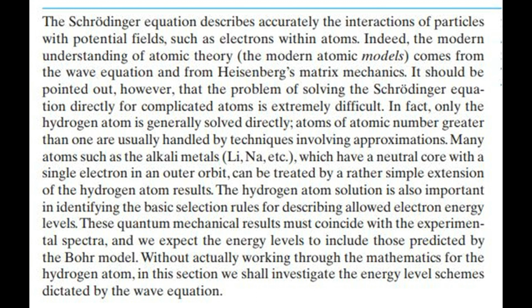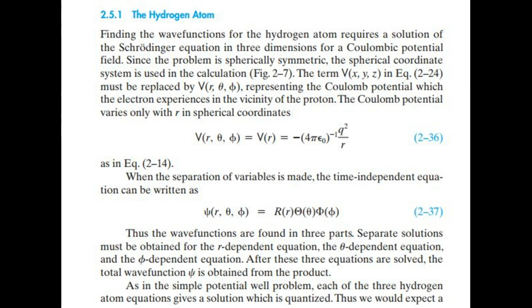The hydrogen atom. Finding the wave functions for the hydrogen atom requires a solution of the Schrödinger equation in 3 dimensions for a Coulombic potential field. Since the problem is spherically symmetric, the spherical coordinate system is used in the calculation, Fig 2.7. The term V(x, y, z) in EQ 224 must be replaced by V(r, θ, φ), representing the Coulomb potential which the electron experiences in the vicinity of the proton. The Coulomb potential varies only with r in spherical coordinates as in EQ 214.